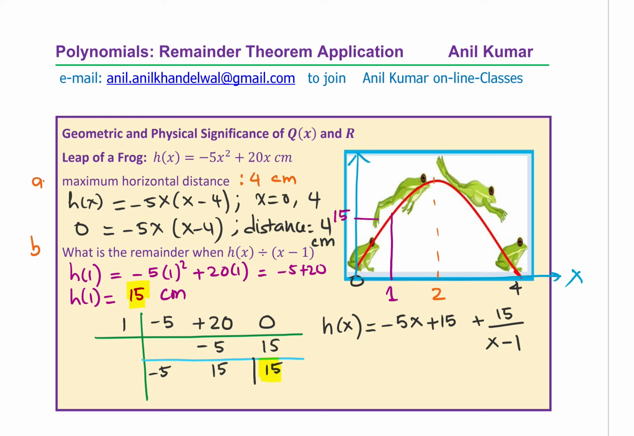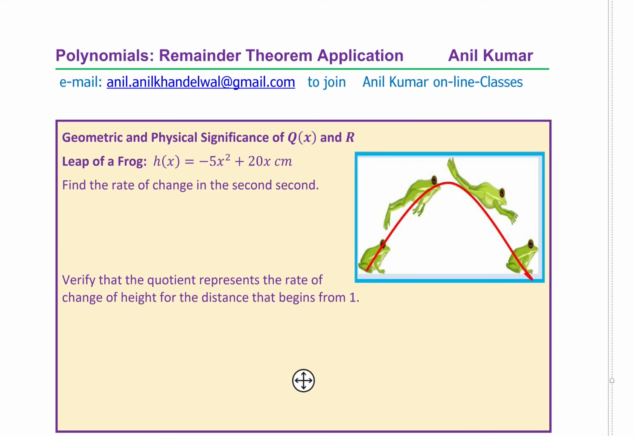So from here, we do get the quotient. So we can say that the quotient in this particular case is minus 5x plus 15, and the remainder is equal to 15. Clear? Perfect. That will help us actually to solve parts C and D also, right? So remember this. Okay. Now let's talk about rate of change.